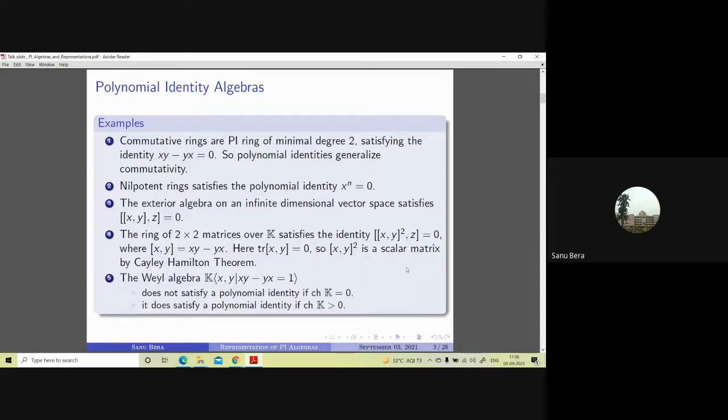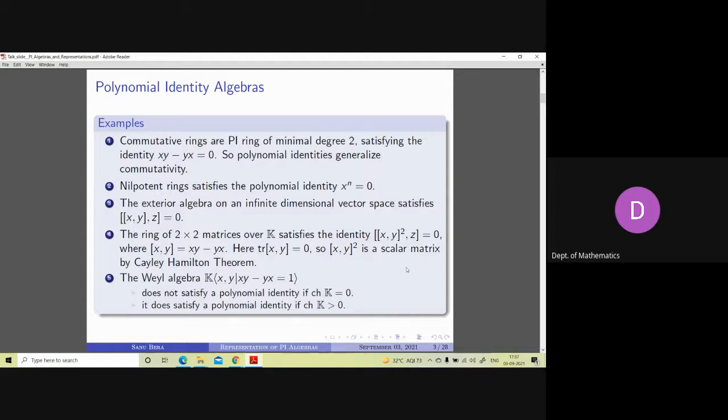So here xy minus yx is a 2 by 2 matrix. It satisfies its characteristic polynomial, because its trace is 0, so its square will be some scalar times the identity matrix, so it will commute with any other matrix. This statement you should explain a little more.